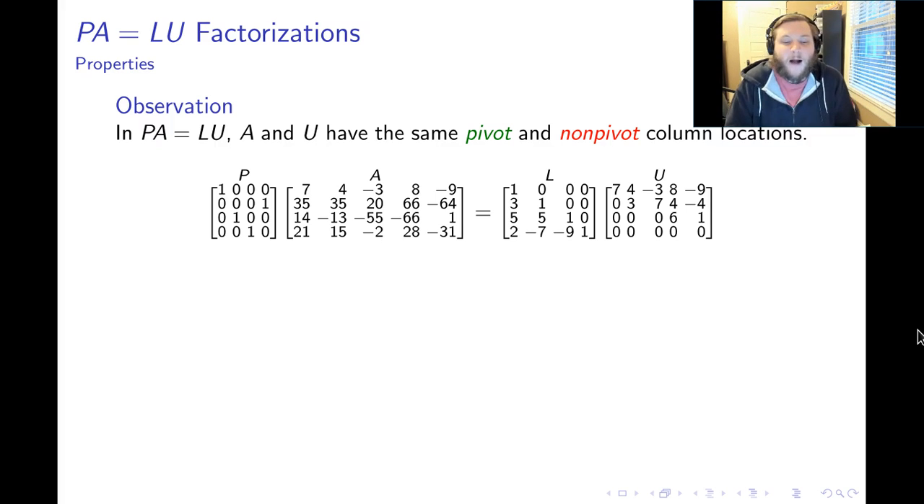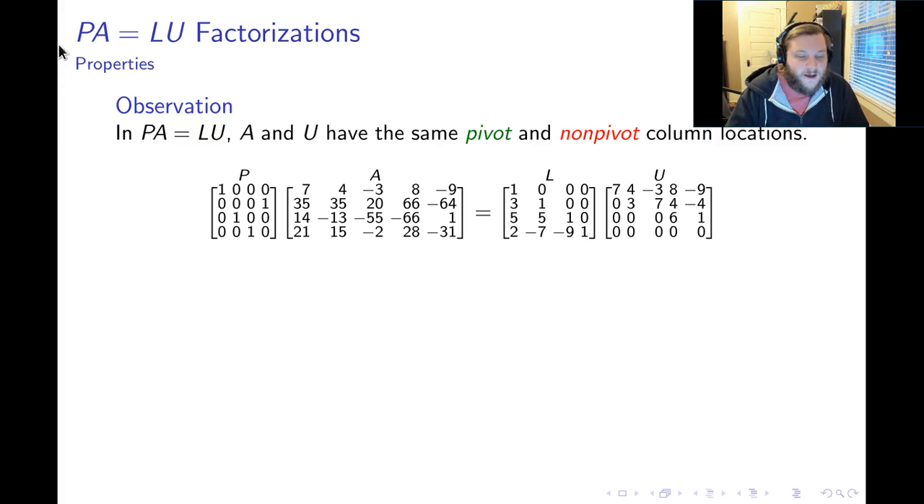What about properties of PA equals LU factorizations? Well, one cool thing about PA equals LU is that U is a row echelon form of A. And what that means is that all of the things we care about when we talk about things in row echelon form transfer from U over to A.